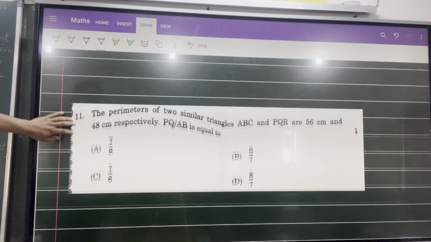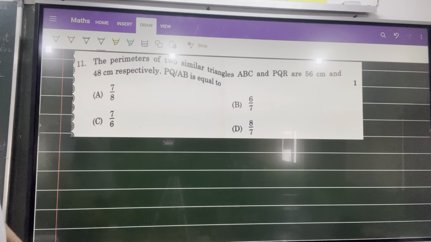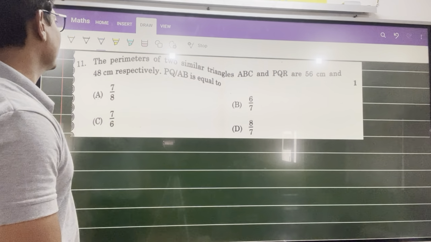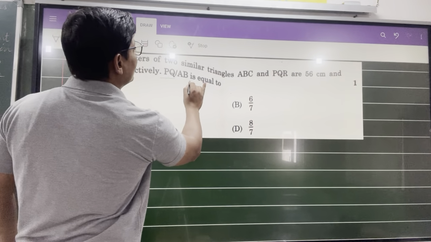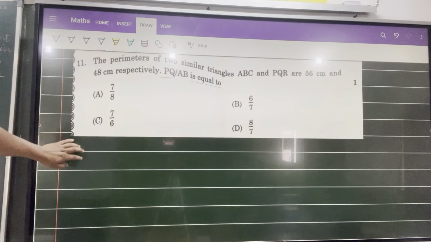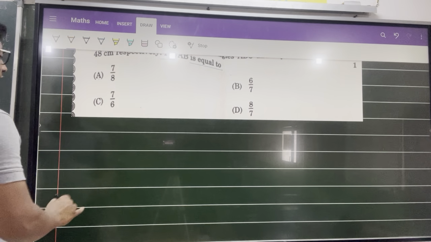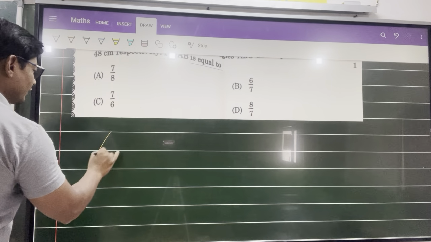Fine, very simple question. The perimeters of two similar triangles ABC and PQR are 56 centimeters and 48 centimeters respectively. Then find PQ upon AB. So they have given two similar triangles, and we have to find the ratio of the two sides.